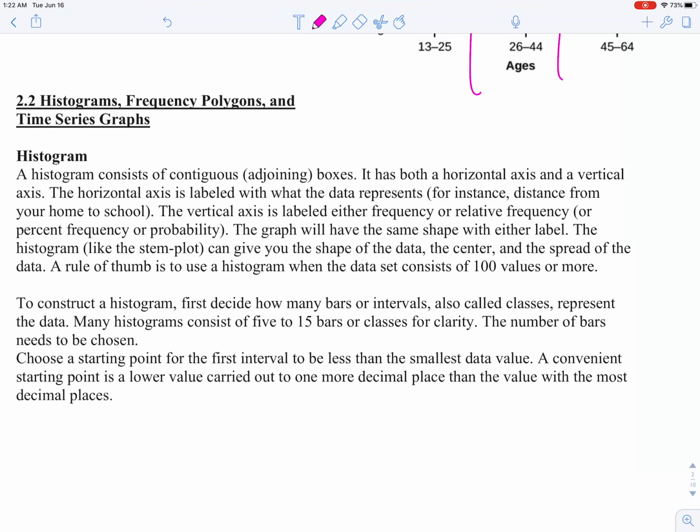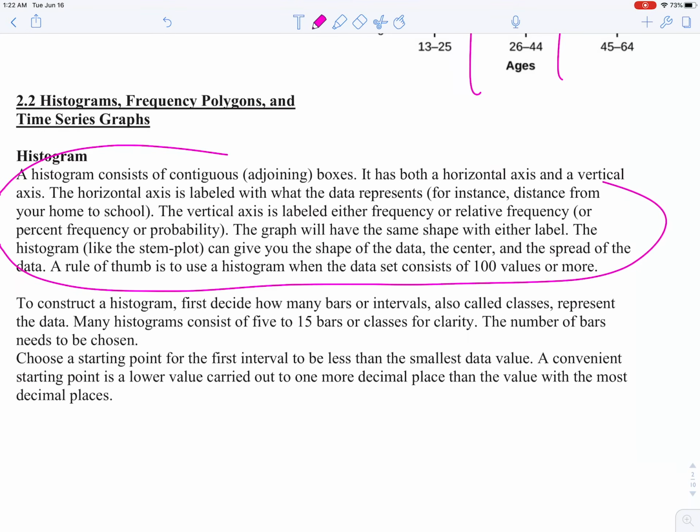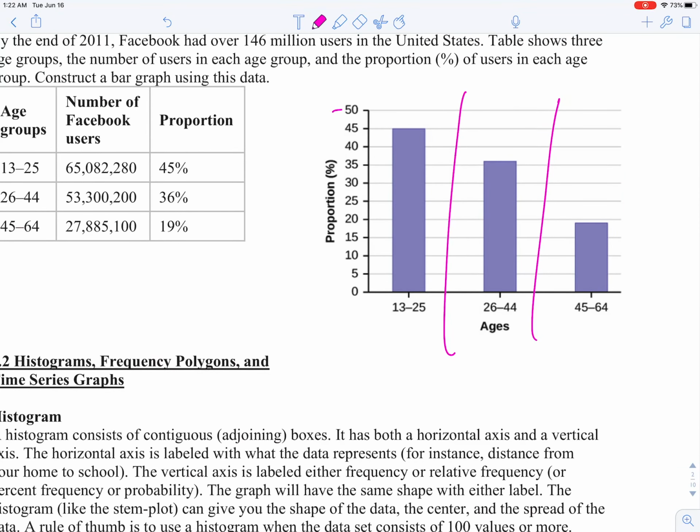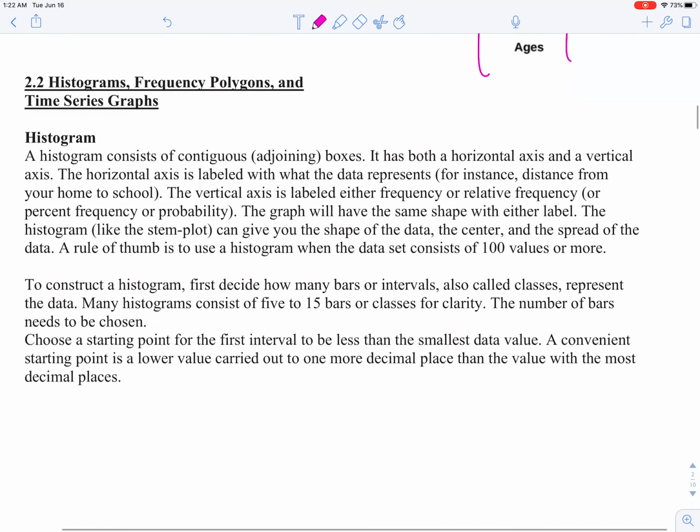So, a histogram. There's this big, old fancy mathematical definition here of a histogram. The big picture is a histogram is very similar to a bar chart, except the bars touch each other. That's the difference. A histogram consists of contiguous adjoining boxes. The boxes are touching. It has both a horizontal axis and a vertical axis, just like the bar chart. And you label everything appropriately.